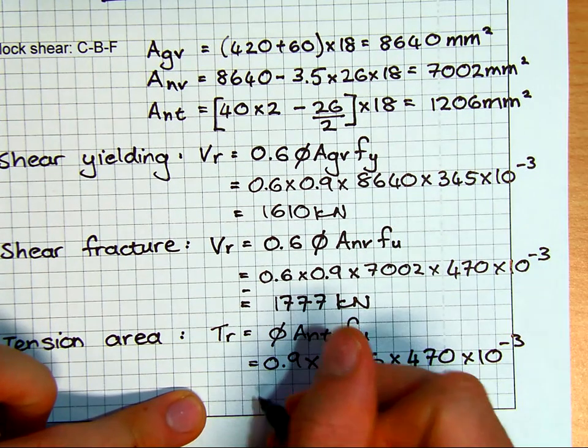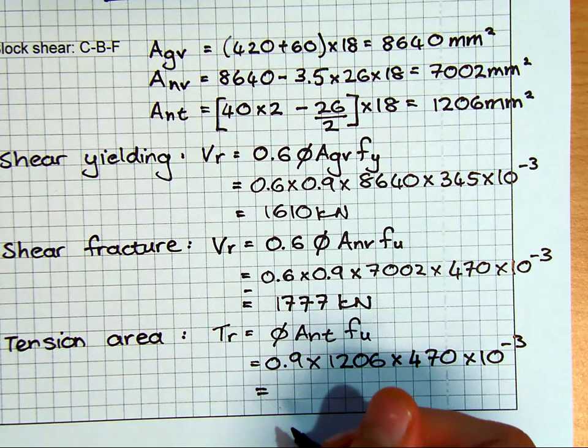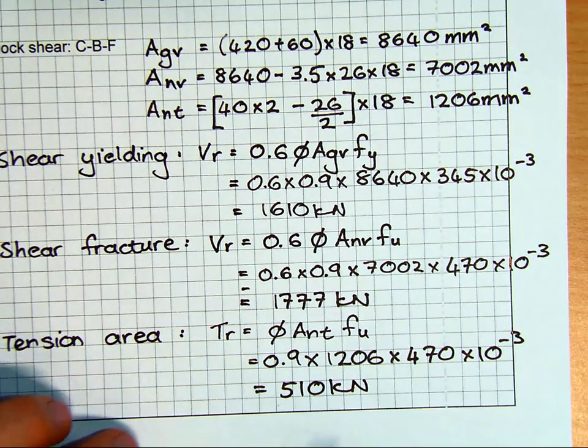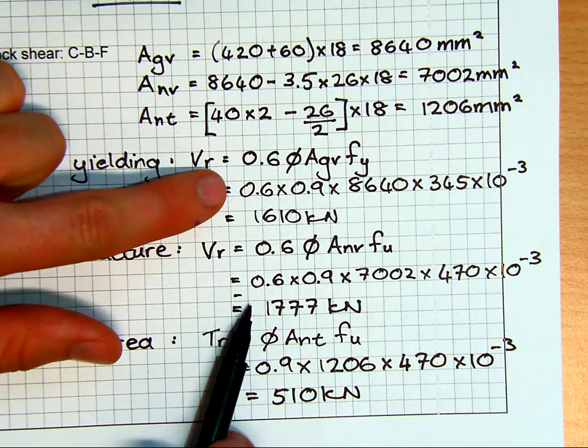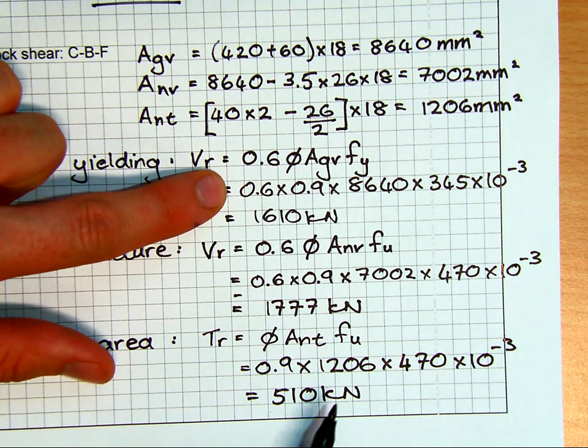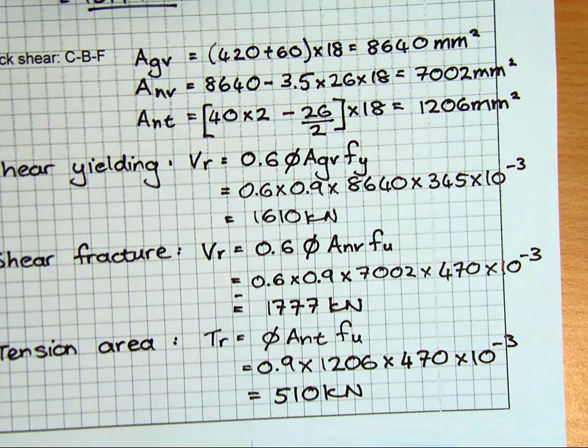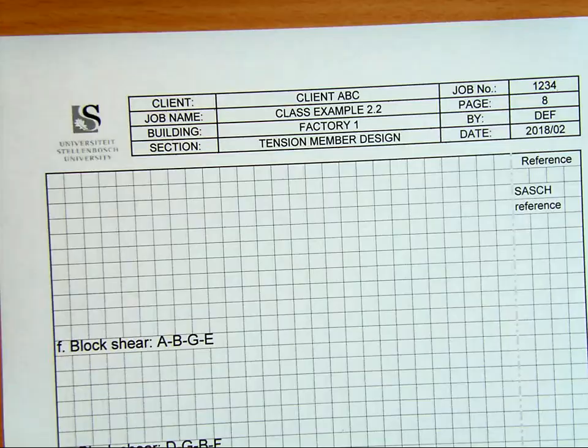And we will end up then with a capacity of 510 kilonewtons. So it's the minimum of these, shear yield and shear fracture, plus the tensile resistance that we need to include at this point. So I'm going to go into the next page to cover the last bit.